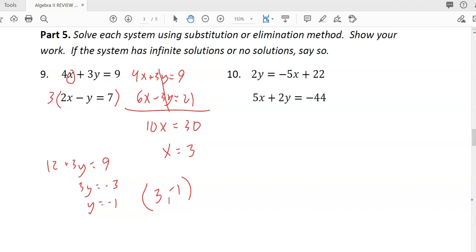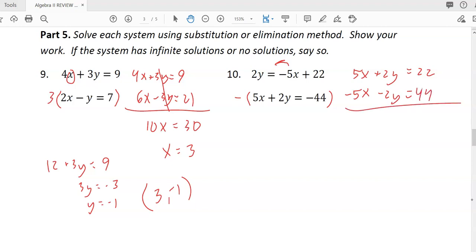Let's just try out, well, boy, that's not a nice equation. So let's see what happens. Let's get them in the same form. So I'm going to move that 5x over to the other side by adding it. So I get 5x plus 2y equals 22. And wow, I have 5x. Let's just multiply everything by -1, because I know that's going to be the next step. So -5x minus 2y equals positive 44.